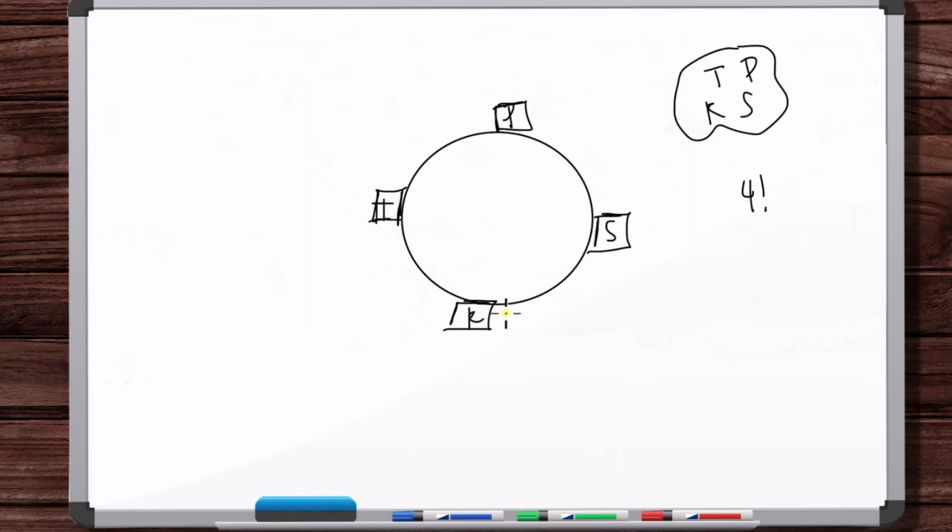So what we want to do is divide 4 factorial by 4, and the result is 3 factorial. Okay, so now that shows you how to apply the division rule for this circular arrangement case. With that, you have everything you need to solve any kind of circular arrangement problem.